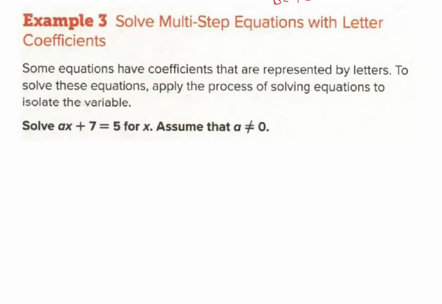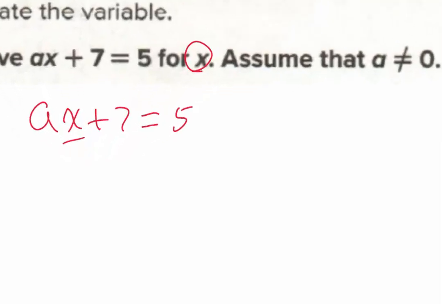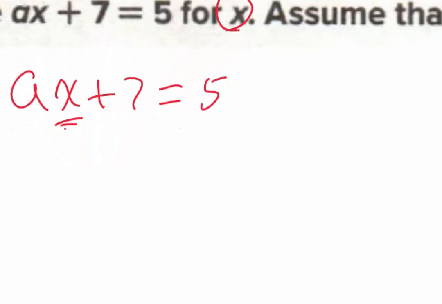Example 3, solve a multi-step equation with letter coefficients. Okay, so some equations have coefficients that are represented by letters. To solve these equations, apply the process of solving equations to isolate the variable. So looking at the problem that we have, ax plus 7 equals 5. We want to solve for x, so I'm going to underline that. We're going to solve for x, assuming that a does not equal 0. So we're going to solve it as if a was an actual number, but since a is a variable, there will be a variable a left in the answer.